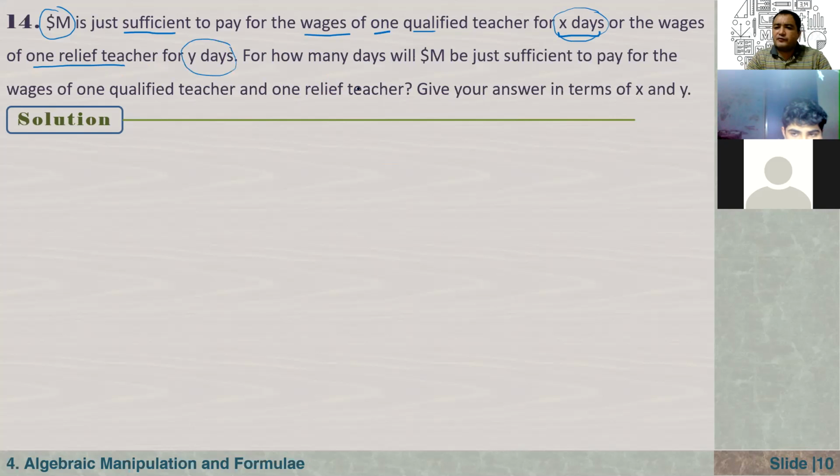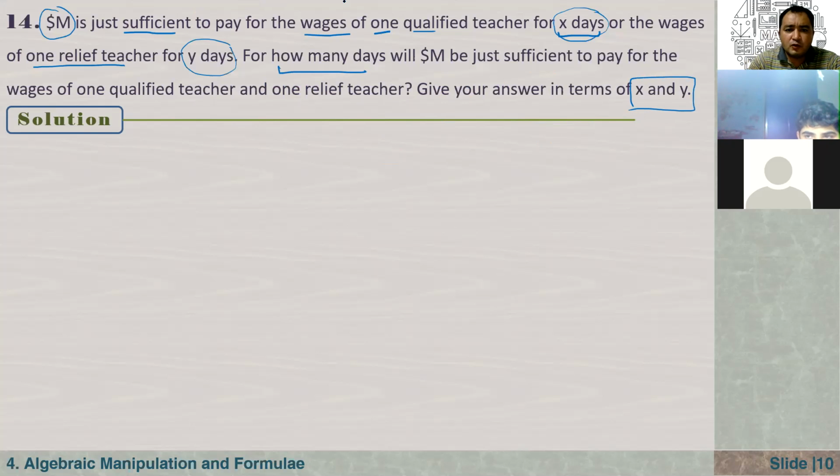And how about if you employ both teachers at the same time? They are not working separately, they're working together. That means that at the end of each month, you have to pay salary to the qualified teacher and you have to pay the salary to the relief teacher. If it is so, this budget, that M dollars, will be enough for how many days? Why do we have to express this answer in terms of X and Y? Because these numbers are not given. Okay, so let's solve this together.